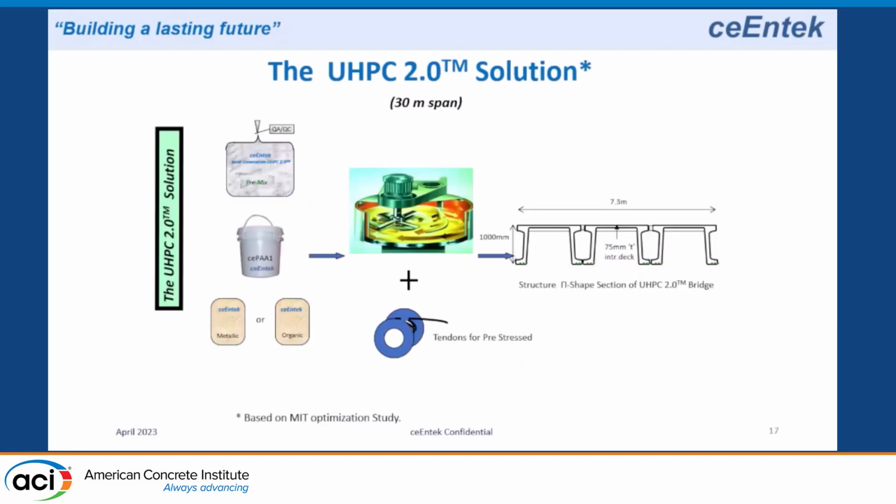And then I'm going to look at the UHPC solution, which is an optimized pi girder. And this was a study that was done by MIT on optimizing the pi girder shape. So we're going to manufacture the UHPC with microfibers and some pre-stressing strands to put the girders together. Again, 100-foot span, 25-foot wide.